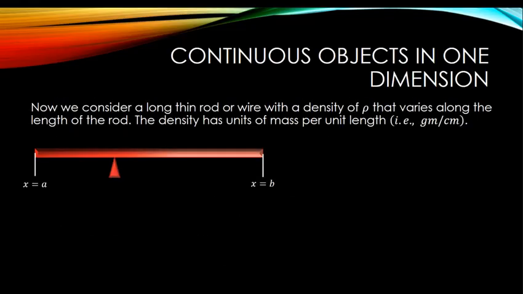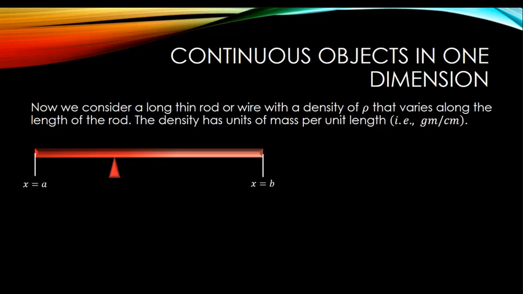Now I want to extend my conversation into thinking about continuous objects in one dimension. In the prior example, I had discrete objects placed at specific points on my number line. Now I'm going to consider a long, thin rod or wire with a density of ρ that varies along the length of the rod. The density has units of mass per unit length, for example, a gram per centimeter. The key here is that this is a long, thin rod or wire. That means that the only dimension in which my density matters is in the length.